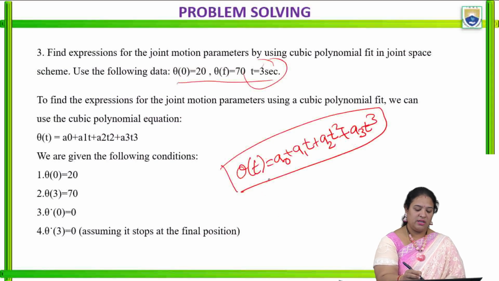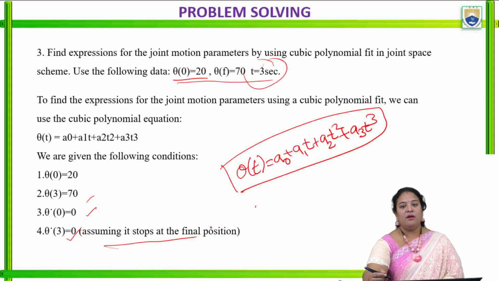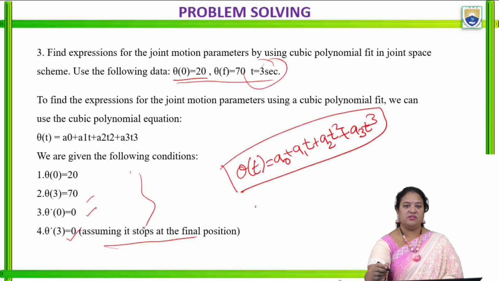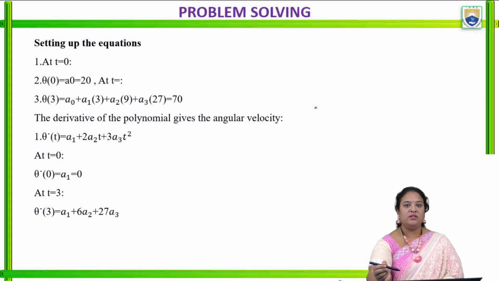Now, we know that theta of 0 is equal to 20, theta of 3 is equal to 70, theta dot of 0 is equal to 0, and theta dot of 3 is equal to 0, that is, assuming it stops at the final position. So these are the given conditions. Based on these conditions, we need to find theta.